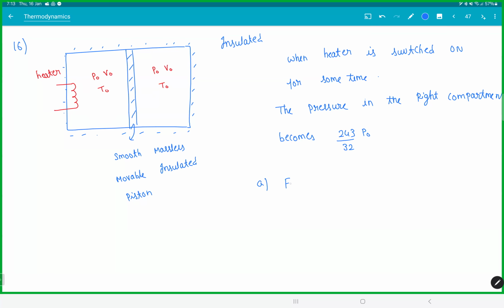Find the final temperature of the gases in both the compartments, and find the heat given by the heater. So how much heat is given by the heater? This is another type of question.